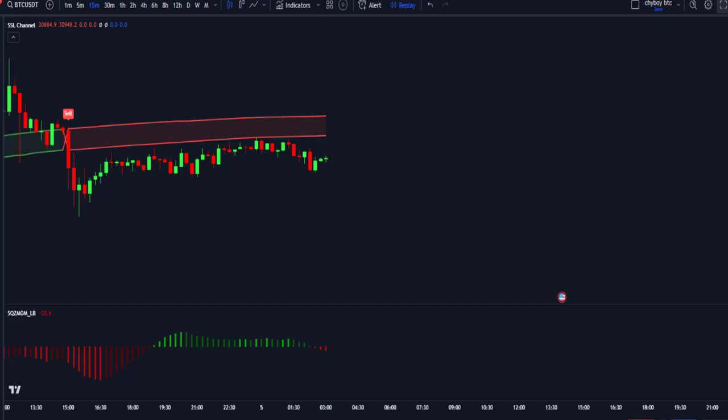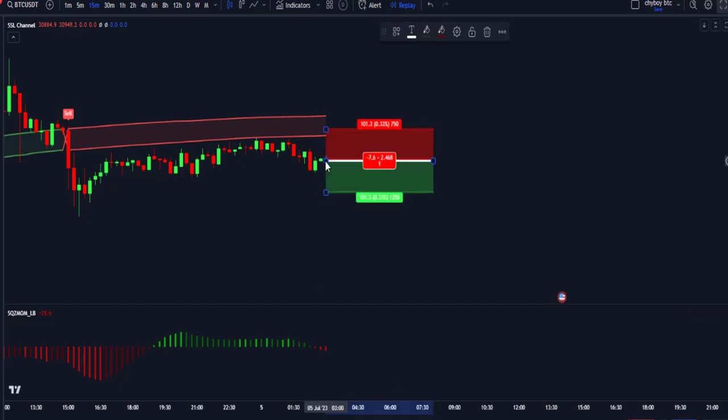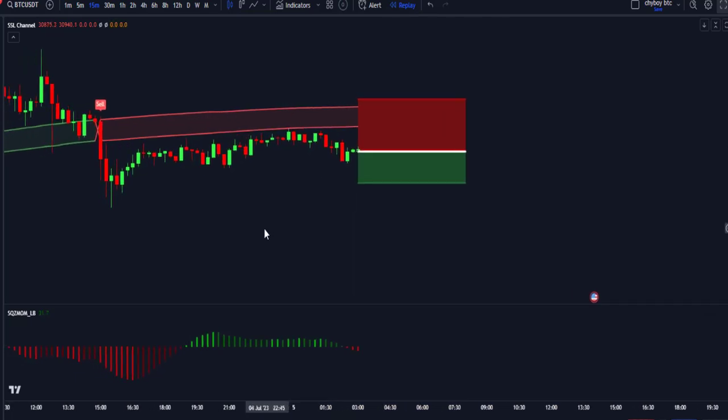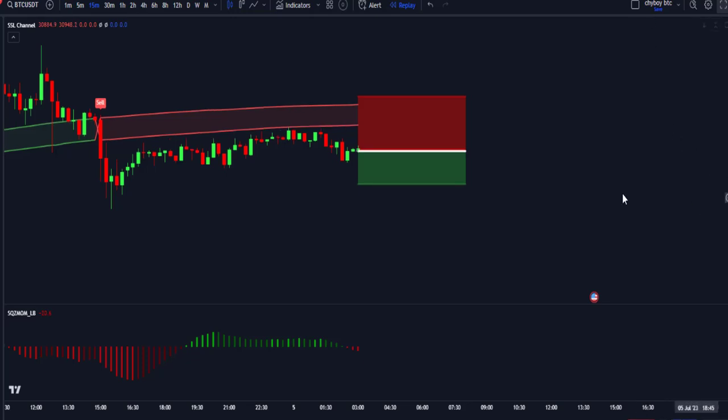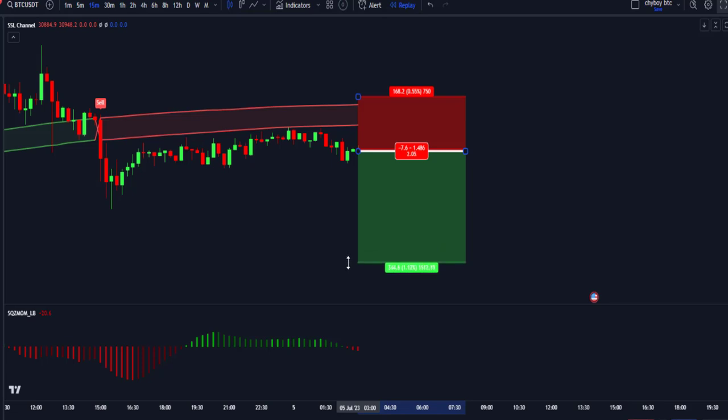Then you can enter a sell order at the market price or at the next candle open, depending on your preference. You will place your stop loss above the upper band of the SSL Channel or above the most recent swing high, depending on your risk tolerance. And you are going to place your take profit at the next support level or at a multiple of your risk-reward ratio, depending on your trading objective.